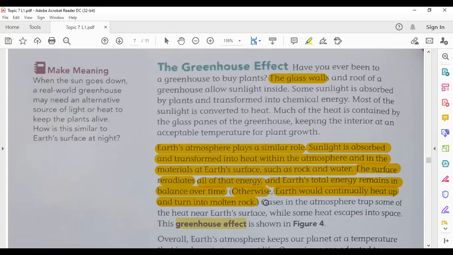Gases in the atmosphere trap some of the heat near Earth's surface, okay? While some heat escapes into space. Look here, please.